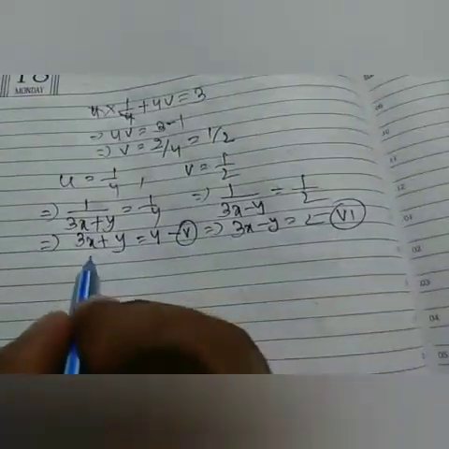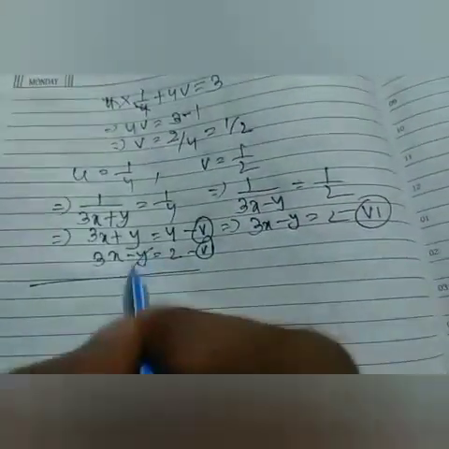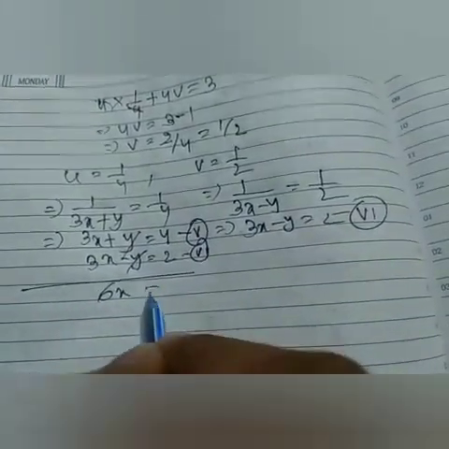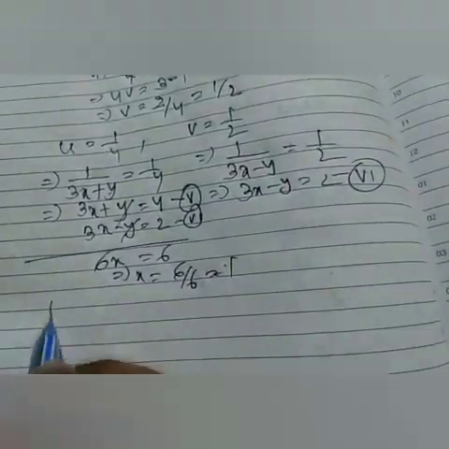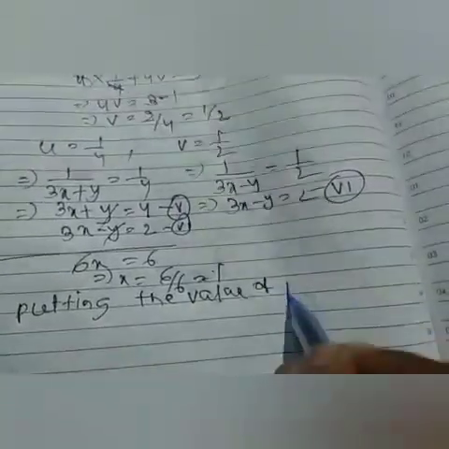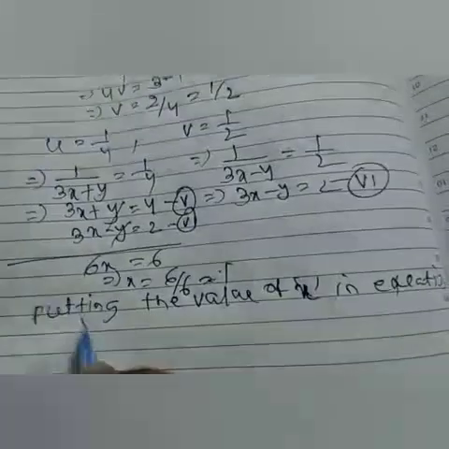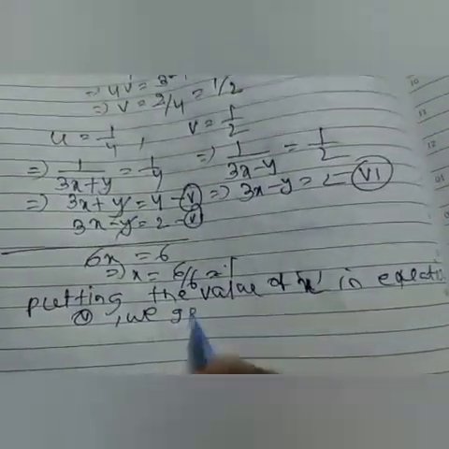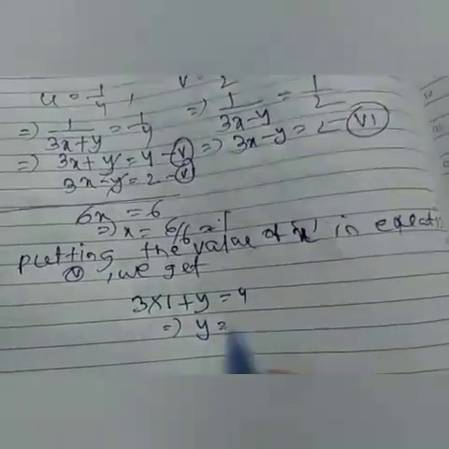Okay, and solving these two equations, 3x plus y equals 4 and 3x minus y equals 2, y cancels, 3x and 3x is 6x equals 6, x equals 6 by 6 equals 1. Putting the value of x in equation 5, we get 3 into x as 1 plus y equals 4, y equals 4 minus 3 equals 1. So x equals 1, y equals 1.